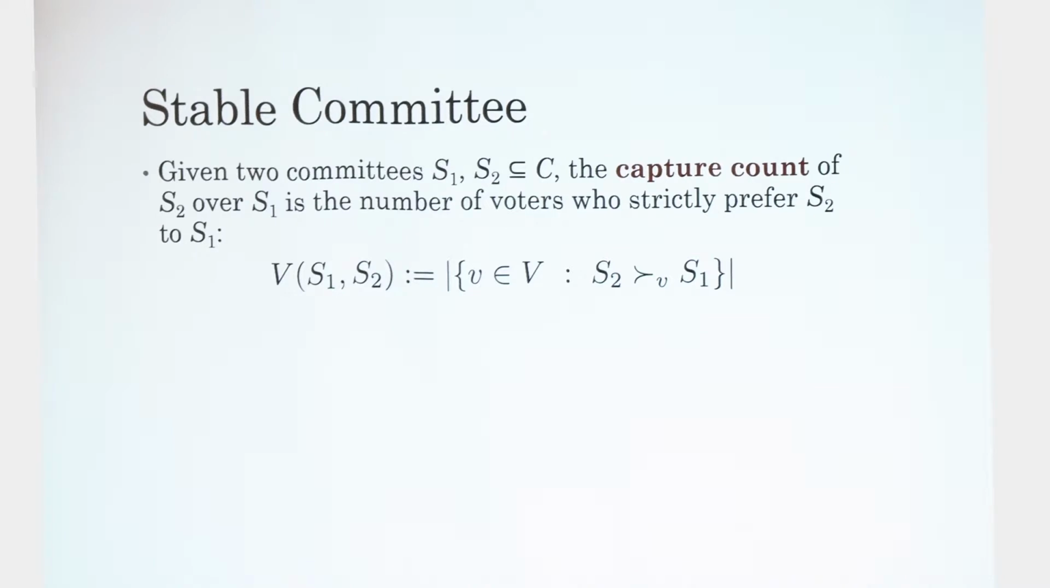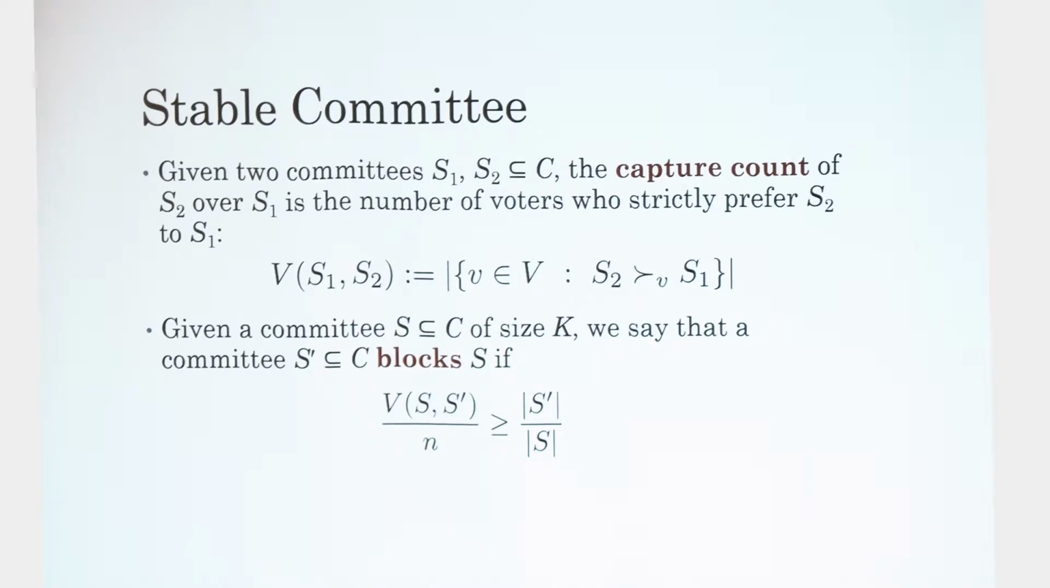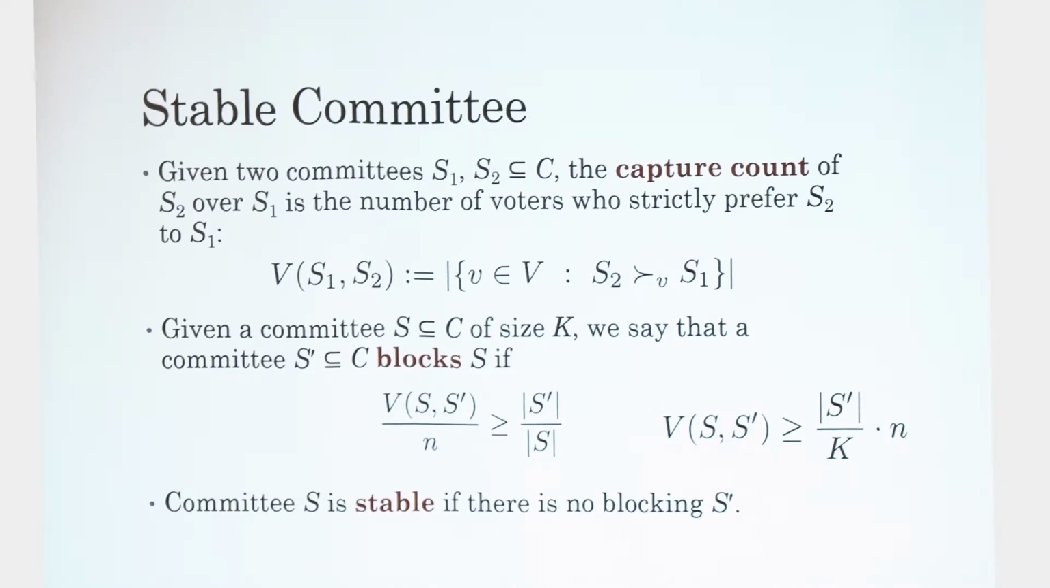So let's formally define this stable committee. Given 2 committees, S1 and S2, we say the capture count of S2 over S1 is the number of voters who strictly prefer S2 to S1. And we write V(S1, S2) to denote that. And given a committee S of size K, we say another committee S prime blocks S if the fraction of voters who think S prime is better than S is at least the relative size of S prime and S. So for example, if the size of S prime is half of the size of S, then we need half of the voters who think S prime is better than S in order for this inequality to hold. Or equivalently, that formula. And we say a committee is stable if there is no blocking S prime.